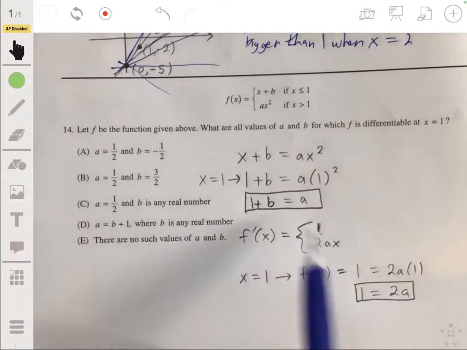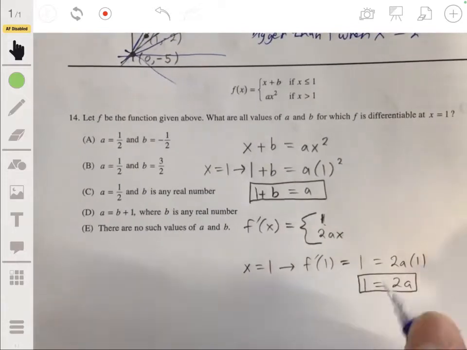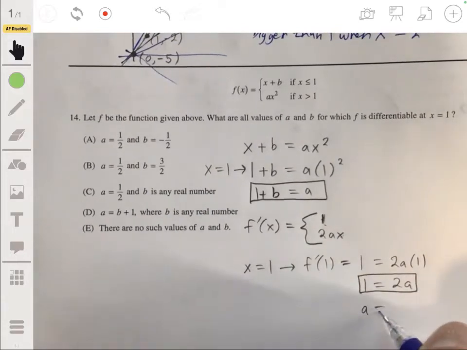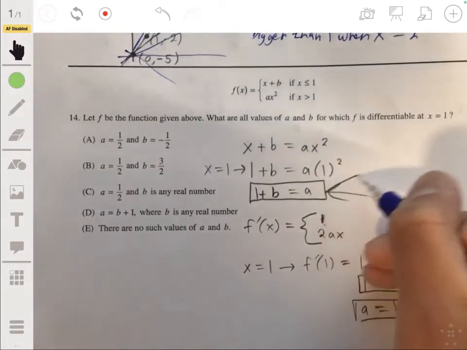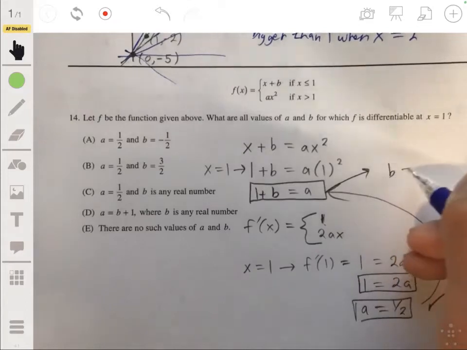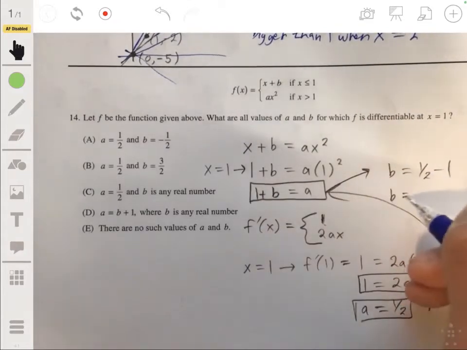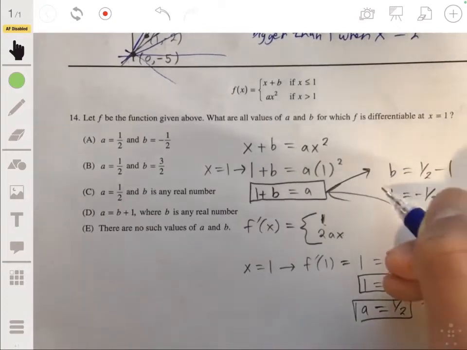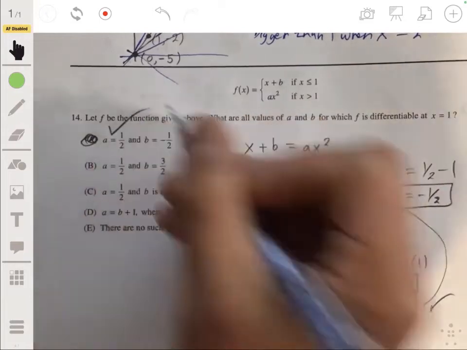So now we have two equations and two variables, and then we can solve for a and b. So let's just solve this for a. This will give us that a is 1/2. A is 1/2, then we plug that in here. And that means b is going to be 1/2 minus 1, because we just take away 1. And then b will be negative 1/2. And so our answer will be A.